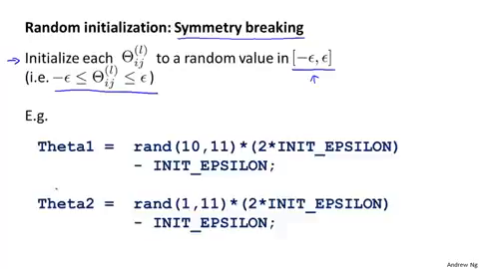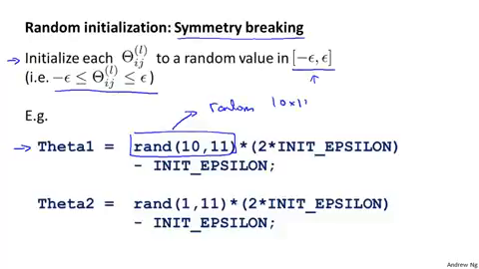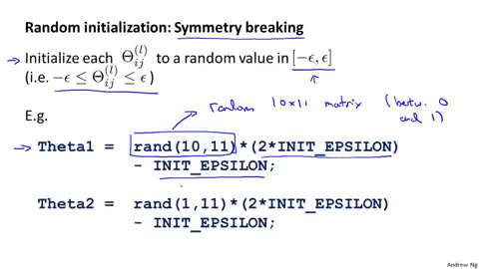The way I write code to do this in Octave is I might set Theta1 to be equal to this. So rand(10, 11) is how you compute a random 10 by 11 dimensional matrix, and all the values are between 0 and 1. So these are going to be real numbers that take on any continuous values between 0 and 1. And so if you take a number between 0 and 1, multiply it by 2 times INIT_EPSILON, then subtract INIT_EPSILON, you end up with a number that's between minus epsilon and plus epsilon.